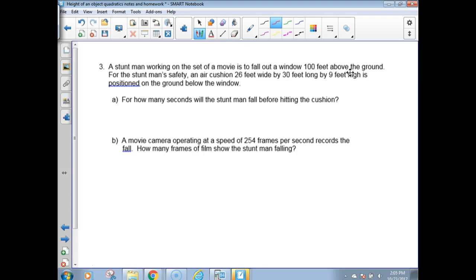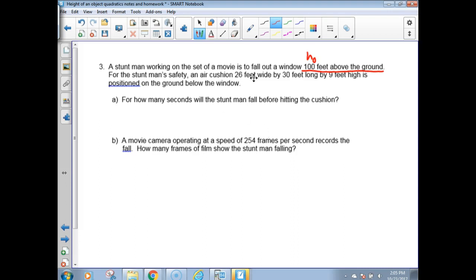What do you think, based on what we're talking about? Is it a t? It's not a t, right? It's a height. And it sounds like that's where it's coming from. He's going to jump out of the window or fall out of it or whatever. So that's going to be my initial height for the stuntman.